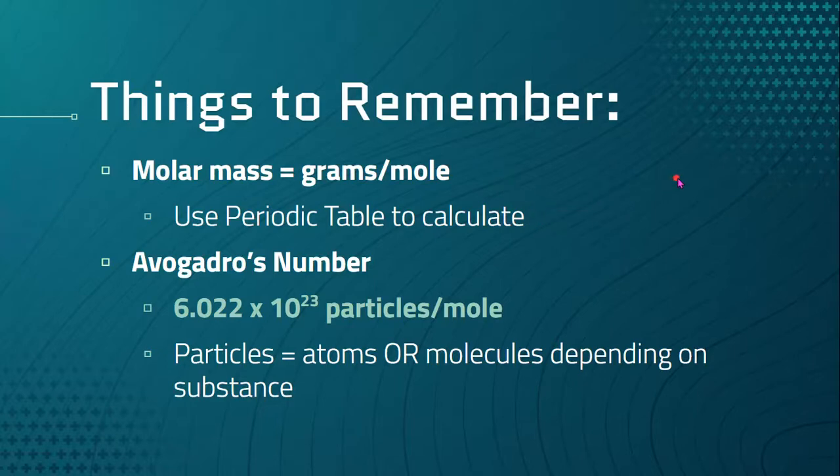The second conversion factor we are going to use is called Avogadro's number. That is a constant. It is 6.022 times 10 to the 23rd particles per mole. Now, particles can either refer to the amount of atoms per mole if you are just looking at a single element like sodium, or it can mean molecules per mole if we are looking at a substance such as sodium chloride, which is 2 elements bonded together.